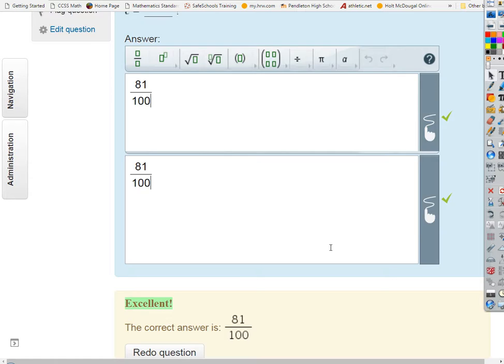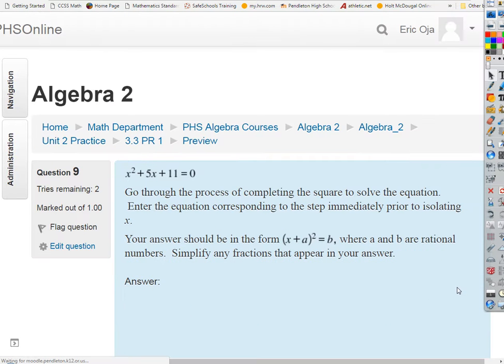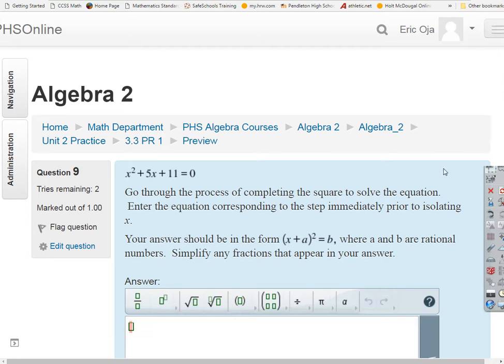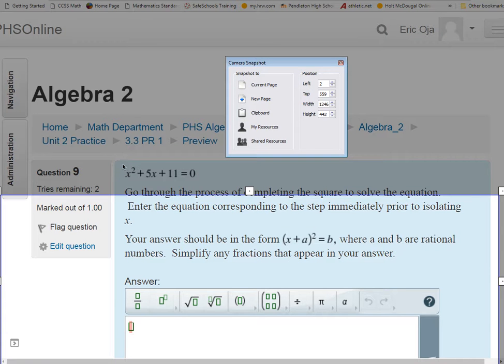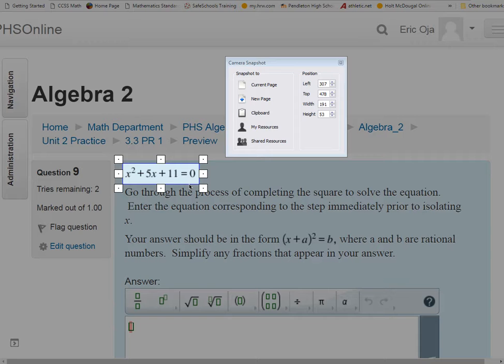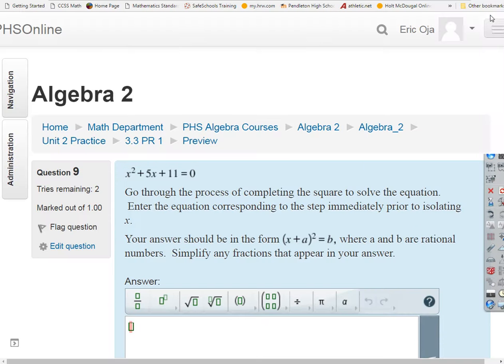Okay. So this time they want us to go through the process of completing the square to solve the equation and just leave it in that form. Okay, so let's do this. So we're going to complete the square for that equation.